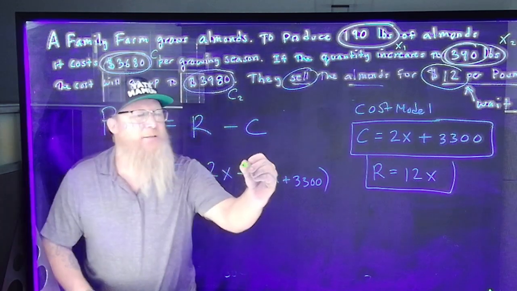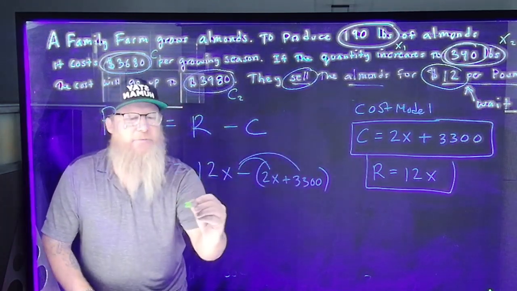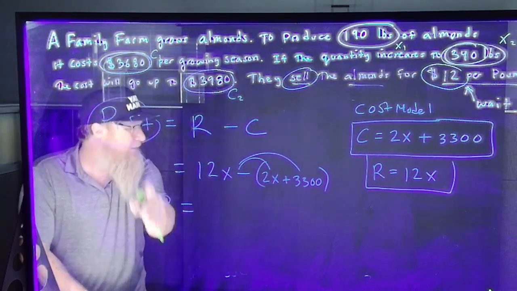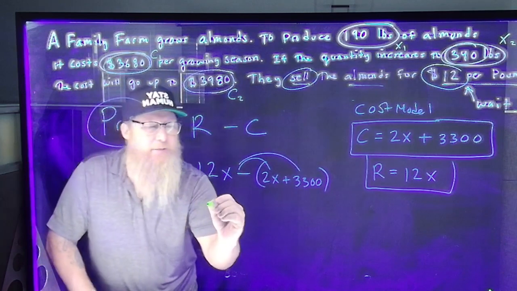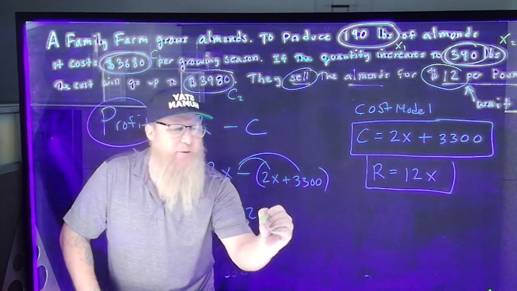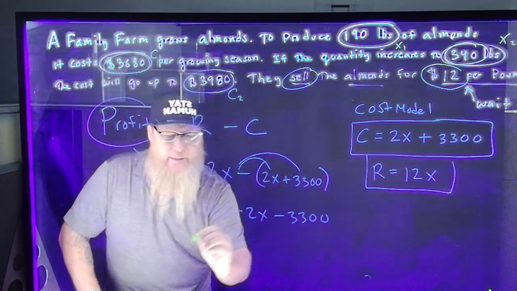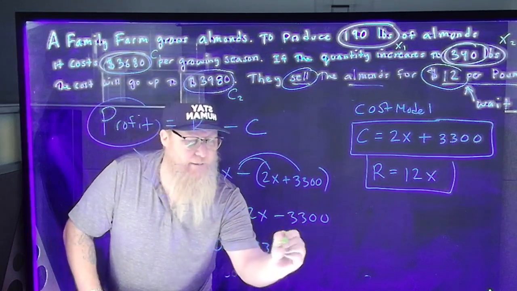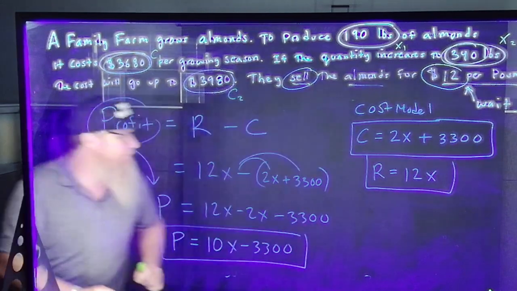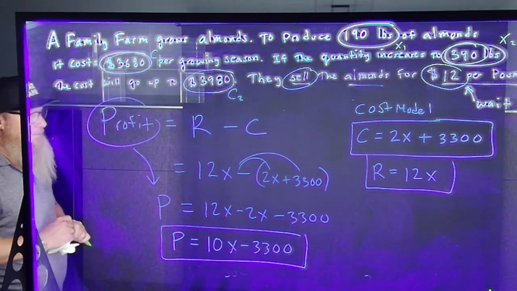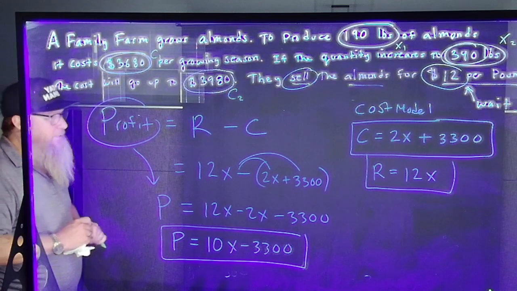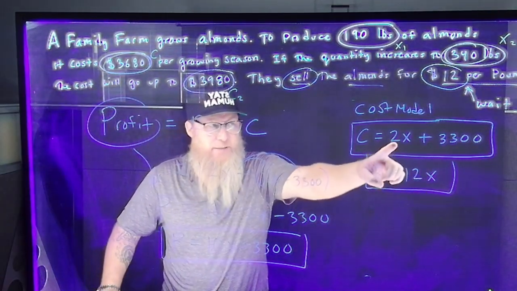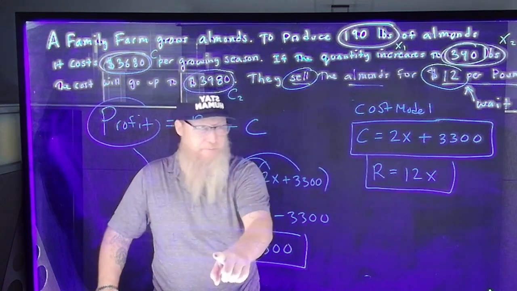I'm trying to make it look a little cleaner. There we go. So now we're going to distribute this negative. I'm going to write the letter P for profit. So I have 12x minus 2x minus 3,300. So my profit equation is 10x minus 3,300. It should be rather intuitive, right? You're selling them for 12, but it's costing you 2. So your profit is 10.